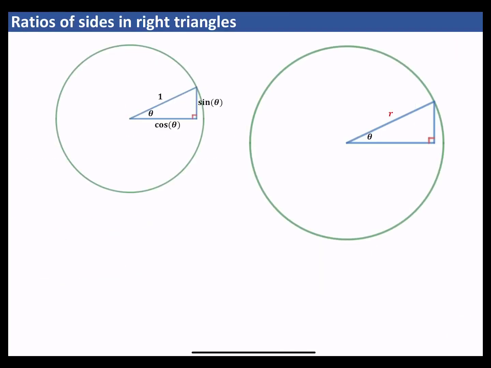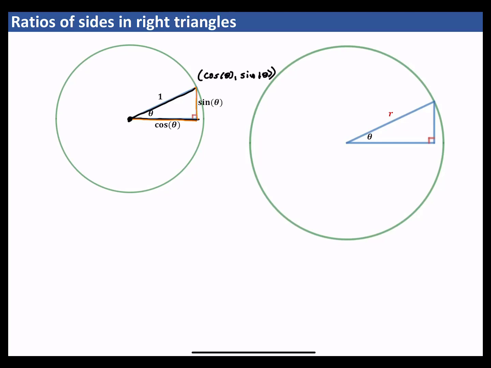Consider a right triangle with a hypotenuse of length 1 lying in standard position in the unit circle, with one vertex at the origin and one leg along the positive x-axis. If we let the angle formed by the hypotenuse and the horizontal leg have measure theta, then the coordinates of this point on the unit circle are cosine of theta, sine of theta. As a result, the right triangle with hypotenuse 1 has horizontal leg of length cosine of theta and vertical leg of length sine of theta.